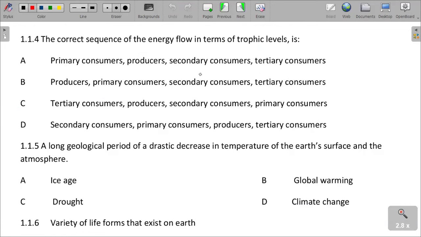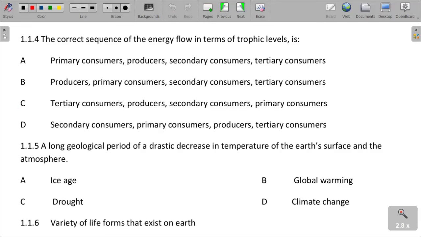The correct sequence of energy flow in terms of trophic levels is what? When we look at trophic levels, the energy flow must always start with the producers, or if they are not there, we can otherwise have the sun being used by the producers. Then we have the primary consumers, the secondary consumers, and then the tertiary consumers.